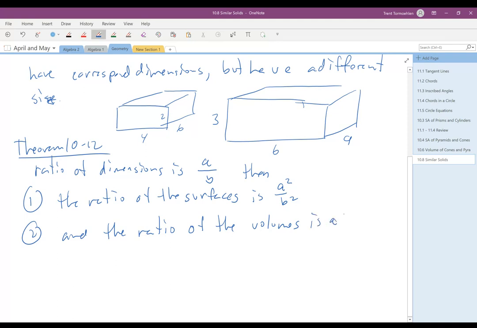Because of the way the math plays out when you start doing problems with this, you can't just go straight from knowing the ratio of the volumes to the ratio of the surface areas. What you almost always are going to do is be given something about the surface areas or the volumes, and you're going to have to take it back to the ratio of the dimensions and then square or cube it to get to the ratio of the other thing that you want.